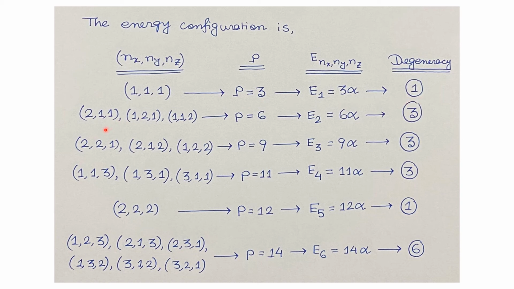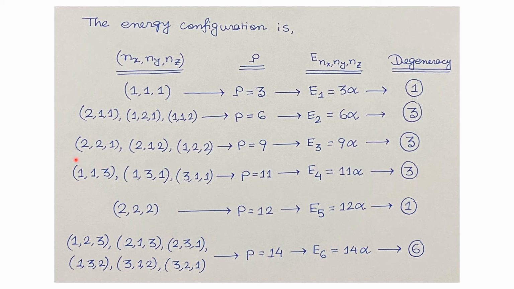In the first excited state, nx can take value 2, ny can take value 1 and nz can take value 1. Alternatively, the other possible sets are 1, 2, 1 and 1, 1, 2. So there are 3 possible sets in the first excited state. The P value is 6 for all of these states, and the energy E2 is 6 alpha. Clearly, their degeneracy is 3 in the first excited state.